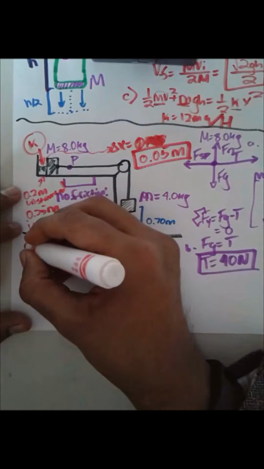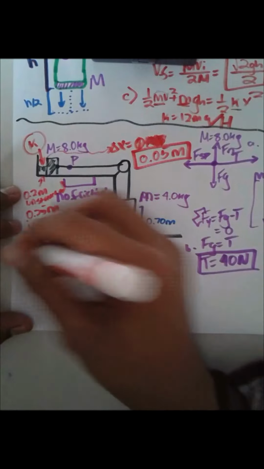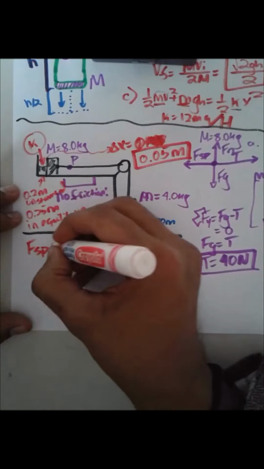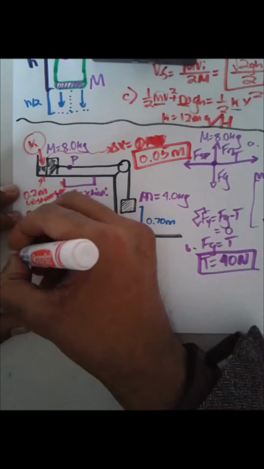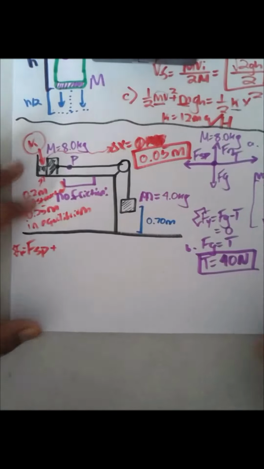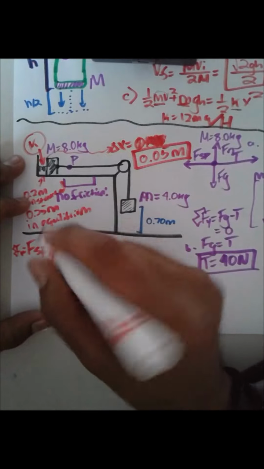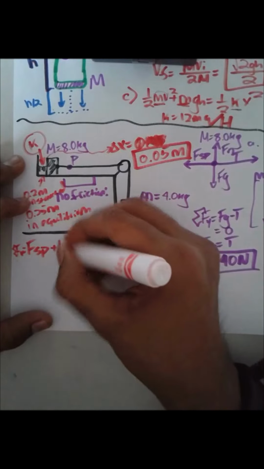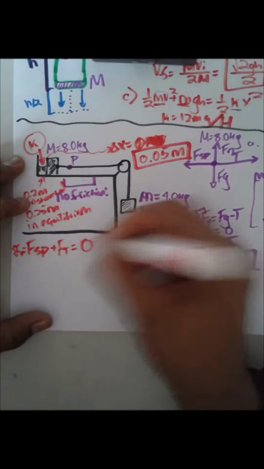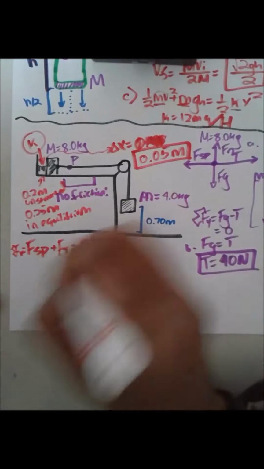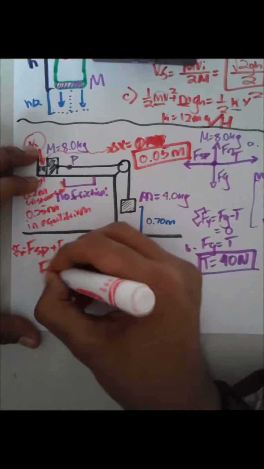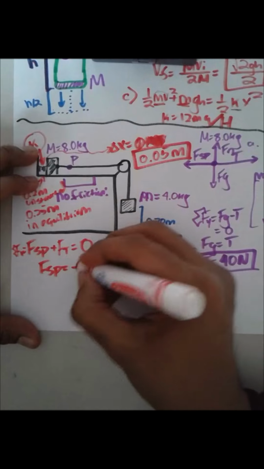Say that F_SP plus, I should have done that, F_x is equal to F_SP plus F_t is equal to 0. In this case, these are in opposing directions, so we'll say that F_SP is equal to negative F_t.